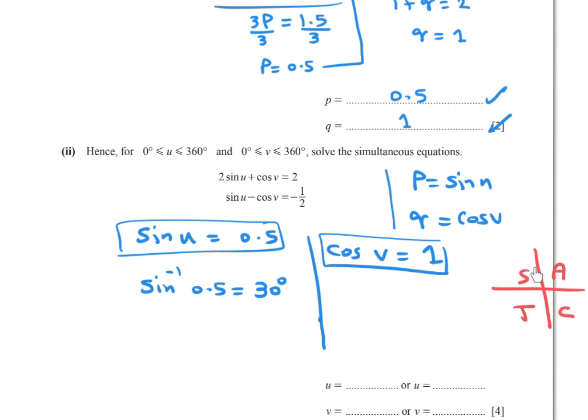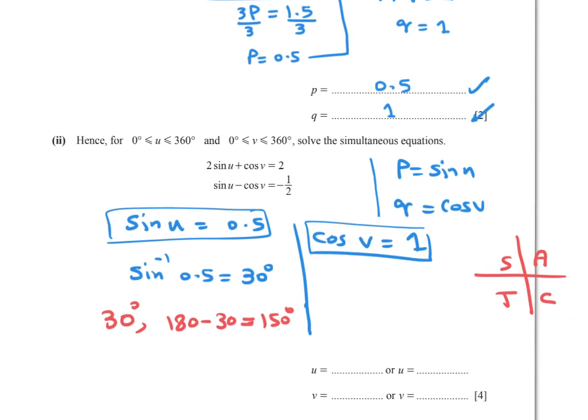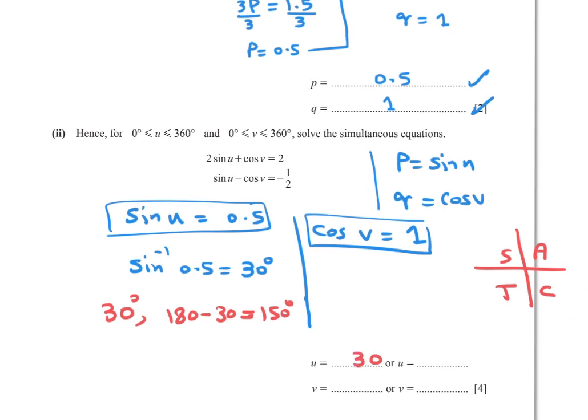In the first quadrant, theta, this is the acute angle, 30. In the second quadrant, 180 minus theta. So the total solution, 30 and 180 minus 30, so 150. So we have two solutions for u, 30 and 150.